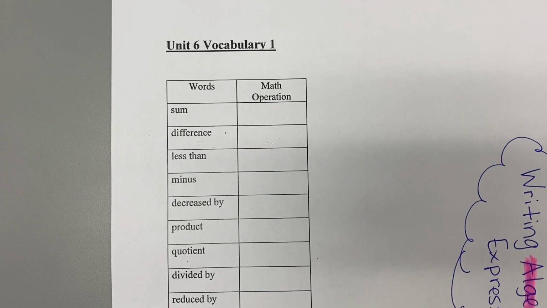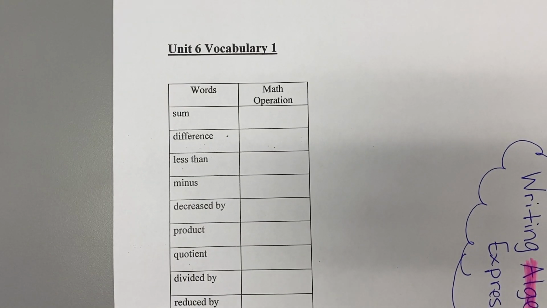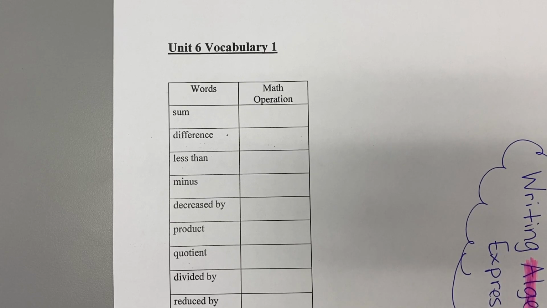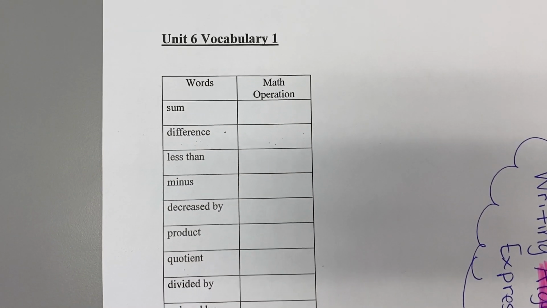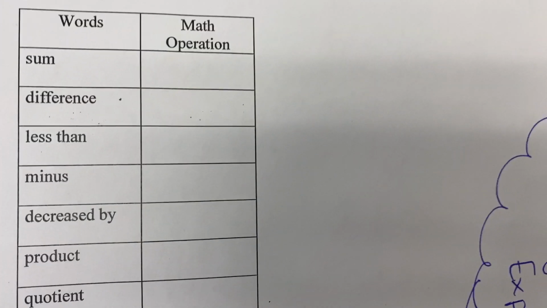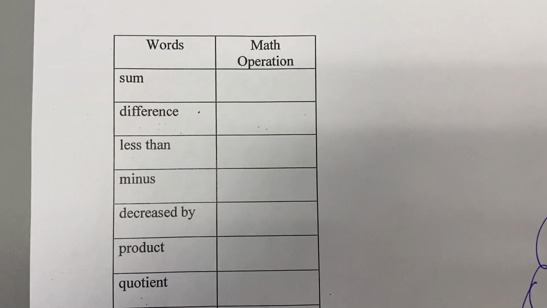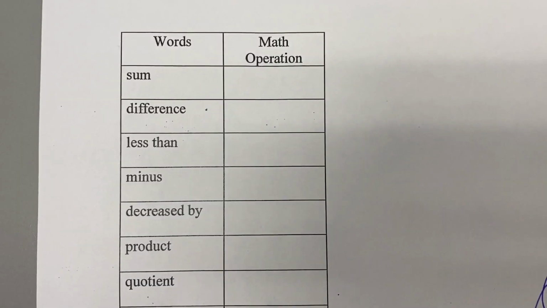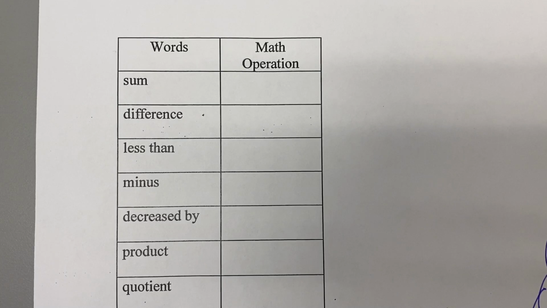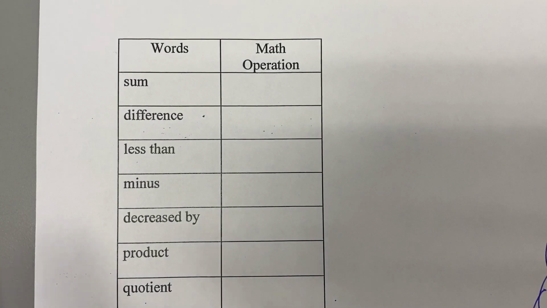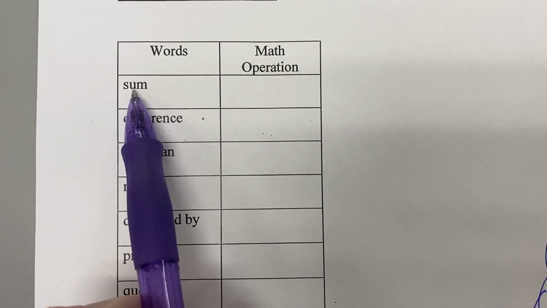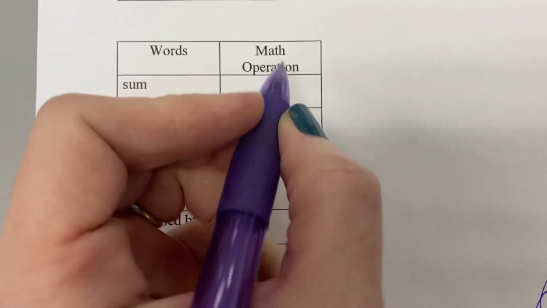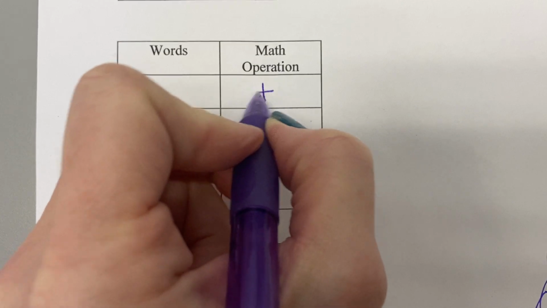We're actually going to start with some vocabulary. Unit 6, I'm going to call this vocabulary just part 1 because there will be more vocabulary later. I'm going to zoom in here a little bit. Okay, so some of the math operations that go with words are going to come up here. So let's take a look. When you see the word sum, you need to know that sum indicates addition. So I'm just going to put a plus sign here.